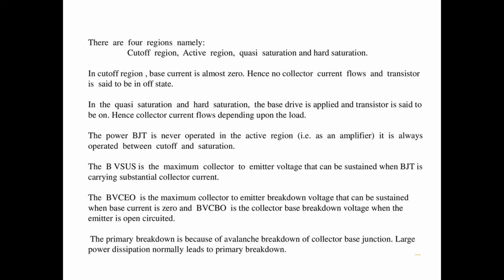In the cutoff region, the base current is almost zero, hence no collector current flows, and the transistor is said to be in off state. In the saturation region, the base drive is applied and the transistor is said to be on, hence the collector current flows depending upon the load. The power BJT is never operated in the active region, that is as an amplifier. It is always operated between cutoff and saturation region.